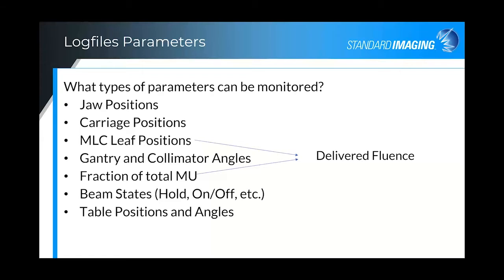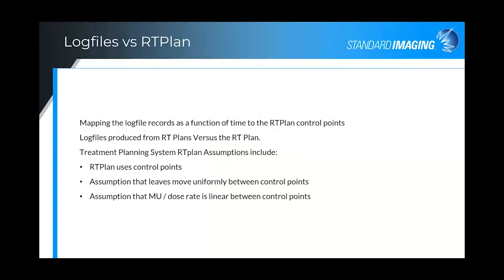So in order to provide this link, one can directly calculate the delivered fluence as recorded by the Linac using the log files. So primarily we're using the MLC leaf positions and the fraction of the total monitor unit to calculate the delivered fluence, and then compare that back to the planned MLC leaf positions and monitor units.